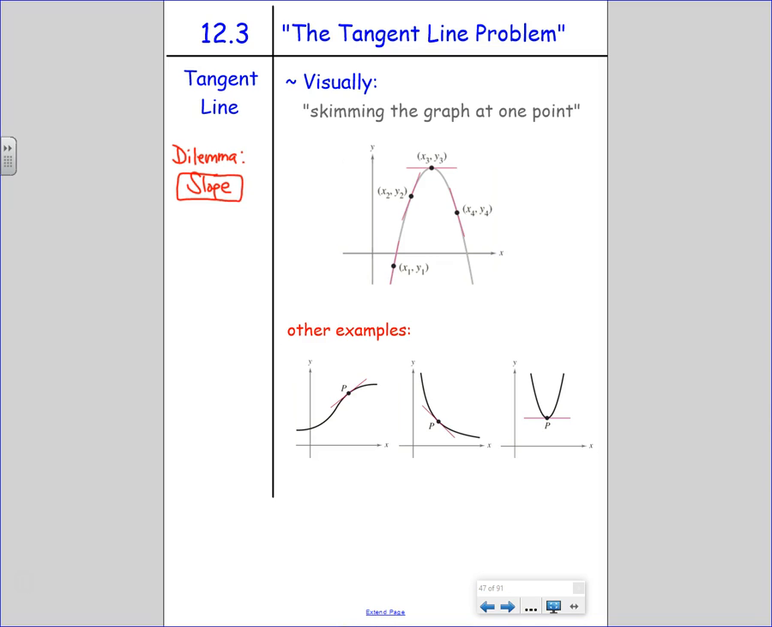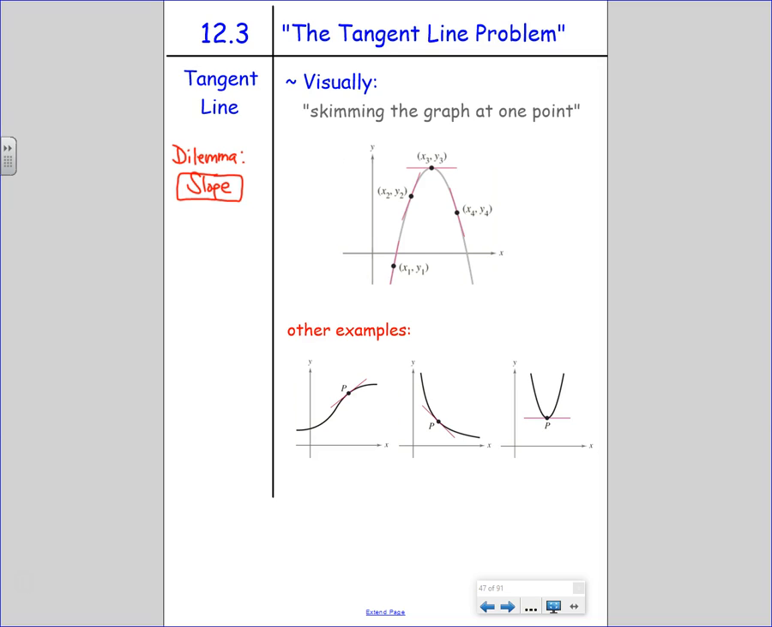The dilemma is the slope of the tangent line because we've always talked about how slope needs 2 points. But all of a sudden they're saying, wait, we have to be able to do it at 1? That's impossible algebraically. Or is it? We'll get back to that in just 1 second.